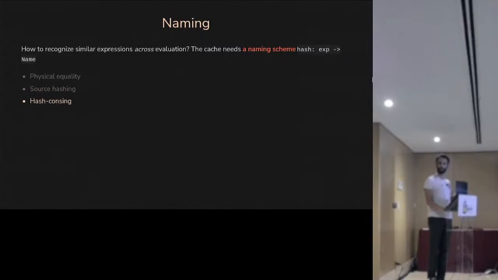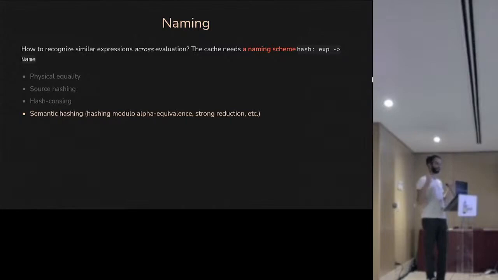And then you have a whole continuum of different trade-offs, but the general idea that you want is my naming scheme should be hashing modulo some equations. And the ideal equation that you would like, of course, is modulo beta equivalence, that things that behave exactly the same. Of course, that's undecidable, so you cannot do that. But you can do a lot of things in between and have to find the right trade-off in practice, because this has a cost as well, so it has to pay for itself.